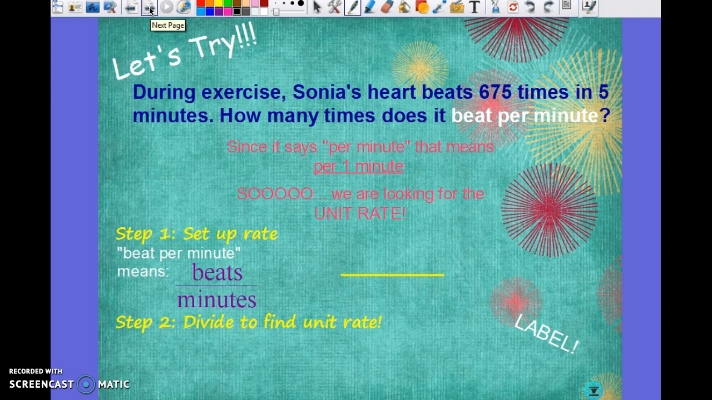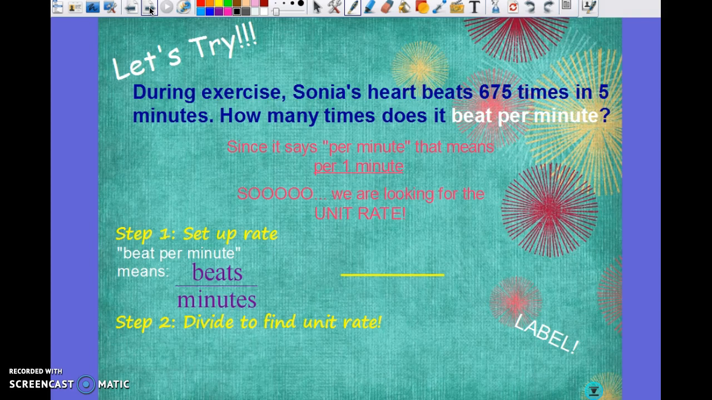Okay, so I want you to try this. During exercise, Sonia's heart beats 675 times in 5 minutes. How many times does it beat per minute? So since it says per minute, that means per 1 minute. So we are looking for the unit rate. So set up your rate, beats over minutes, and divide to find the unit rate. I did leave the sub directions that you guys can use calculators, so they should be available to you. If they were not given to you, just go and quietly grab one. Okay.